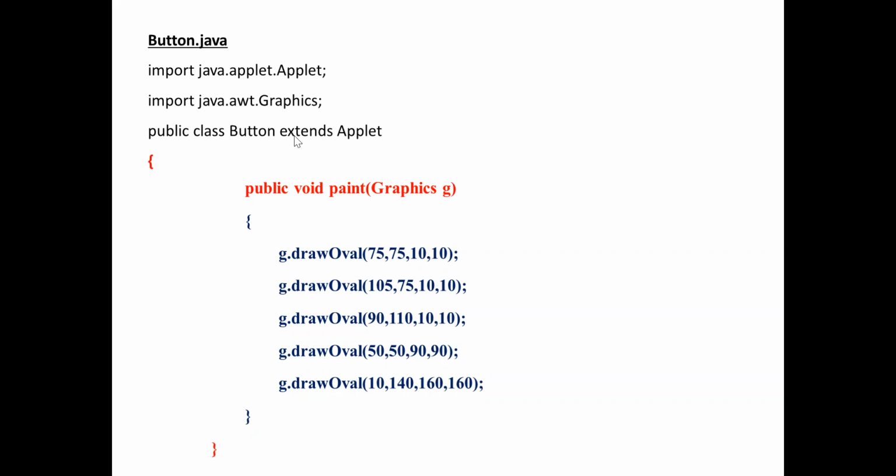In that program, I have to import java.applet and import java.awt.Graphics, because that is the Abstract Window Toolkit. We have to design some pattern. Then I have to extend button.class to the applet. So how will it be written? That is, public class button extends Applet. And we can start the program.